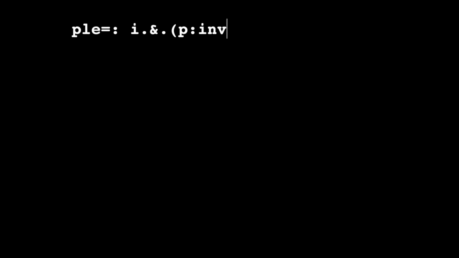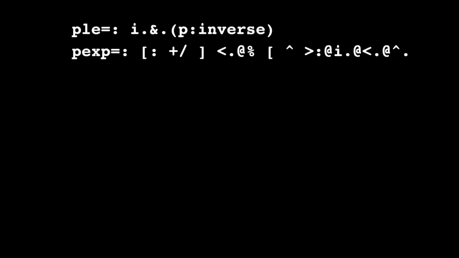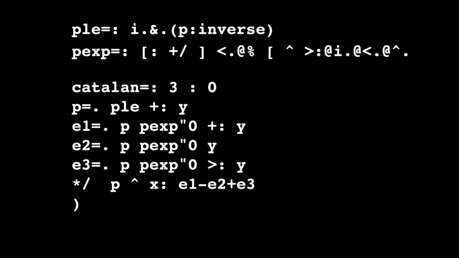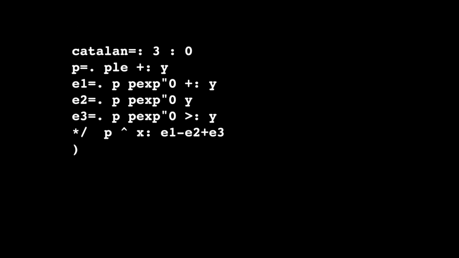In the previous lab section, we defined verbs PLE for finding the primes less than a number and PEXP for creating the exponents of those primes. Using these verbs and putting this all together, we get our final Catalan generating program. Let's break this down a line at a time.